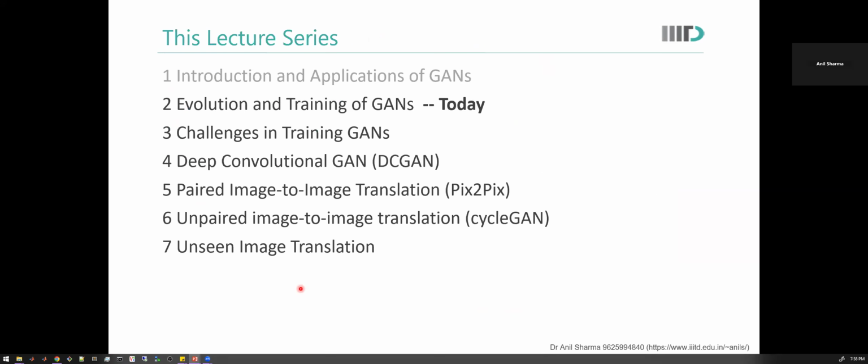Okay, so now coming back to this lecture series. As we have seen, GANs are one of the most exciting developments in AI, with applications spanning from creating realistic or photorealistic images to generating music, even assisting in medical imaging. In the previous lecture, we have seen the introduction and applications of GANs, like what are the different things that you can do with GANs. Today, we'll be seeing the evolution and the training of GANs.